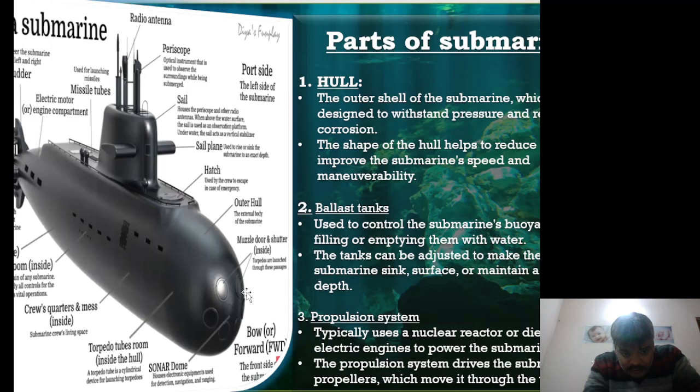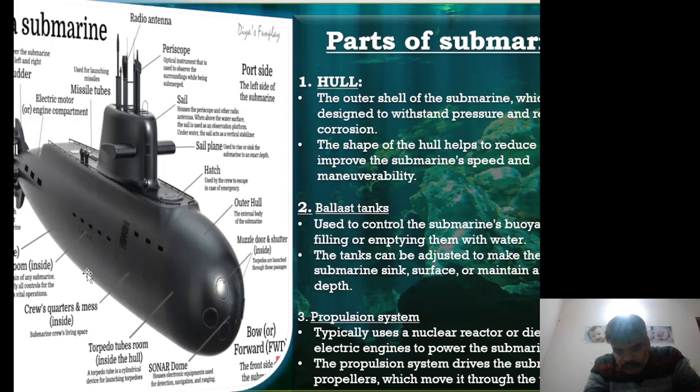The ballast tank is used to control the submarine buoyancy by filling or emptying it with water. In the figure, where the ballast tank is shown, its main purpose is to control the submarine buoyancy. The tank can be adjusted to make the submarine sink, surface or maintain a certain depth.